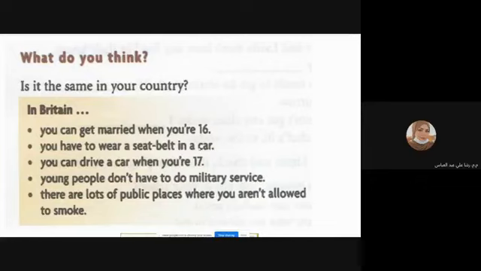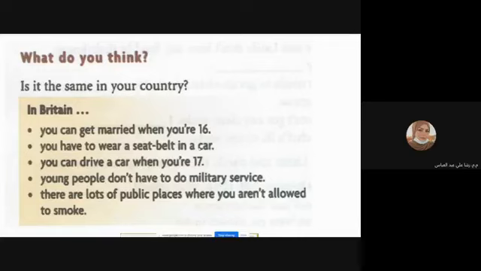Four. Young people don't have to do military service. Do you have to do military service? No, we don't have military service. Yes, it is not obligatory. In the past, you had to. Young people had to do military service, but now they don't.